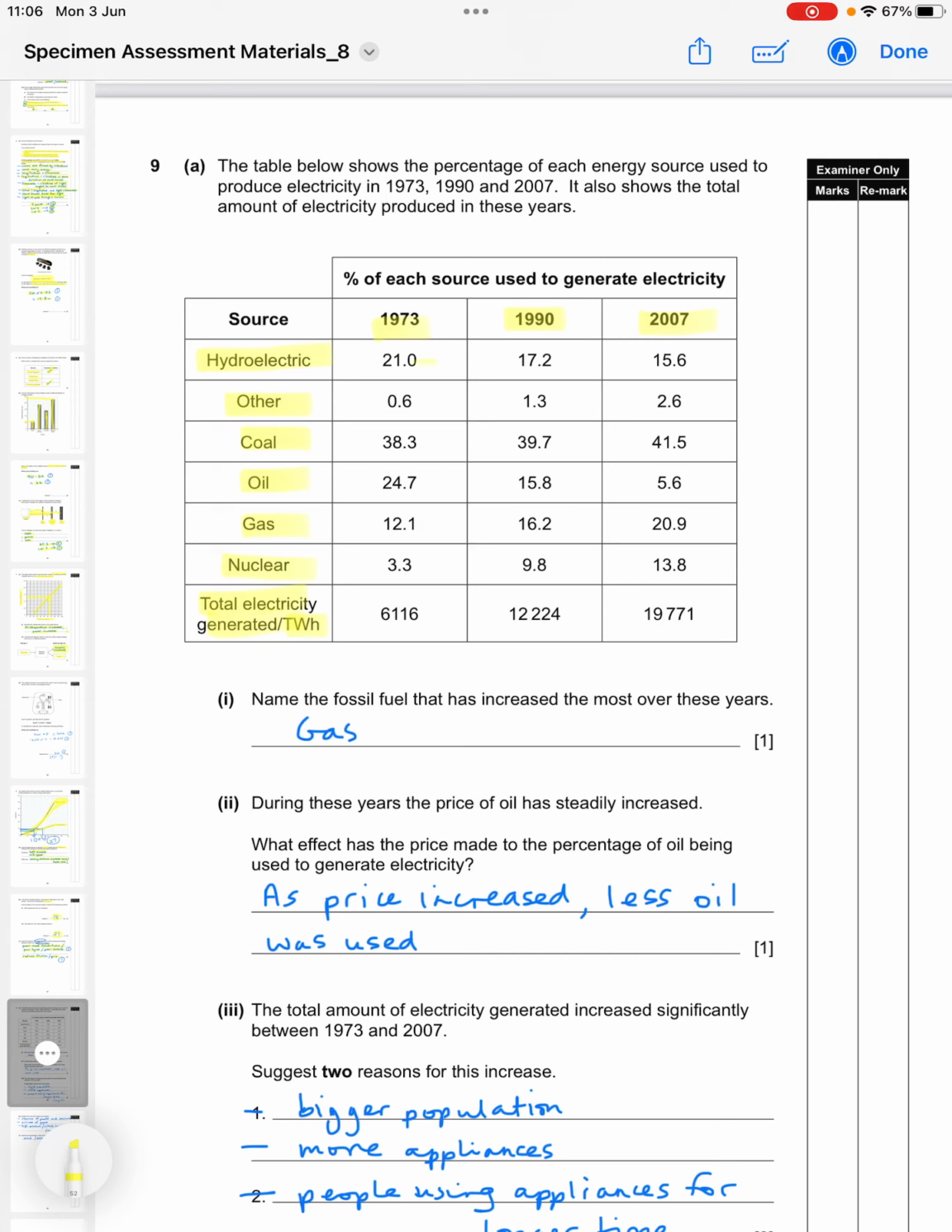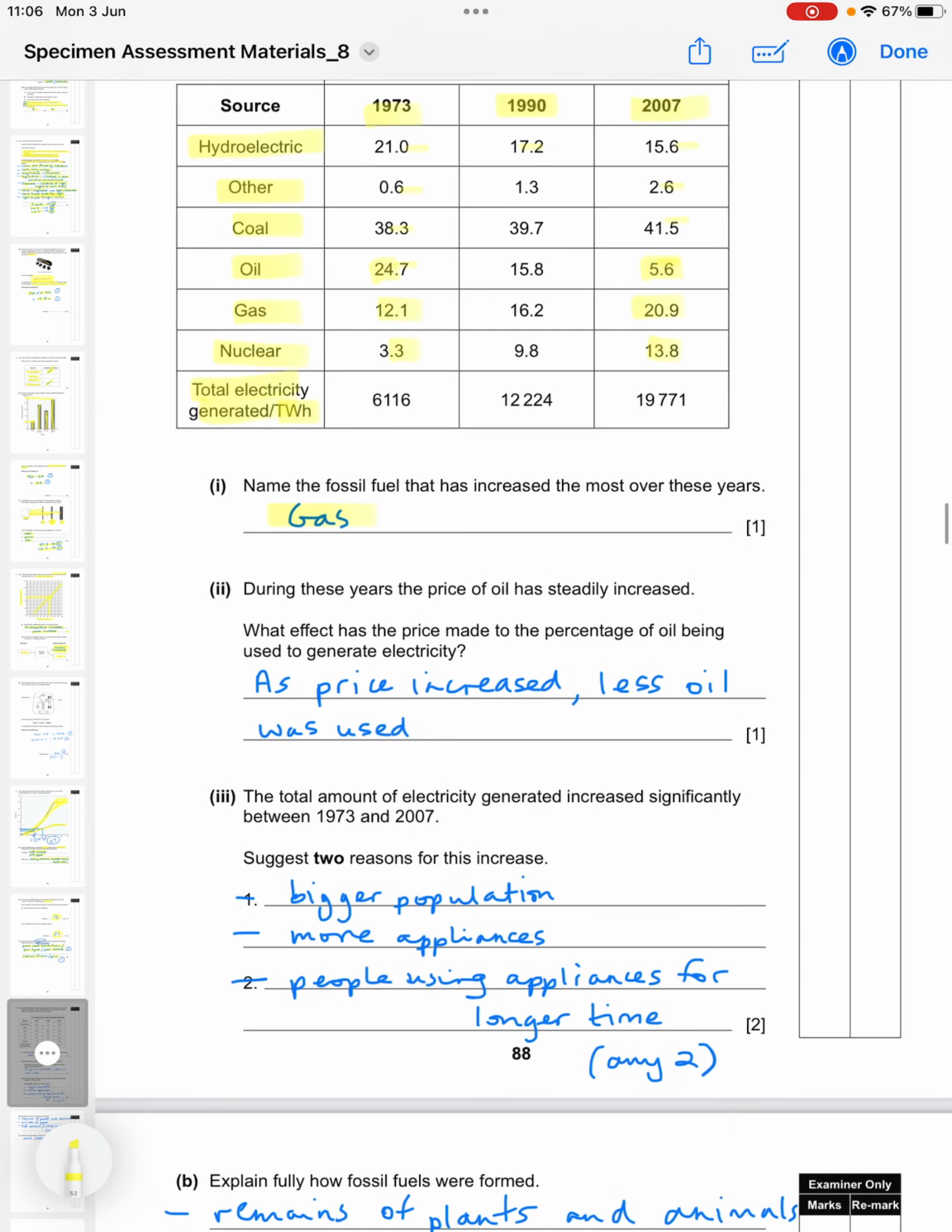So when we look at hydroelectric, it's actually decreased. Other has gone up a little bit from 0.6 to 2.6. Coal has increased by about 3%. Oil has actually gone down significantly, from nearly 25 to 5.6. Gas has gone up from 12.1 to 20.9, so that's up by over 8%. And nuclear has gone up by just a little bit less than that, just 8.5. So it's gas that has increased the most.